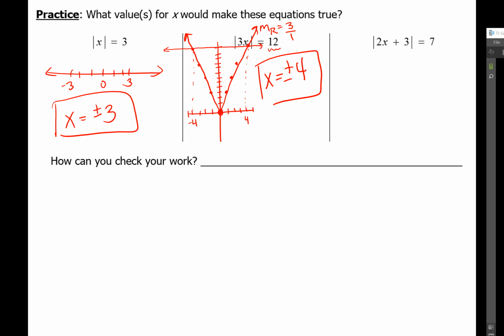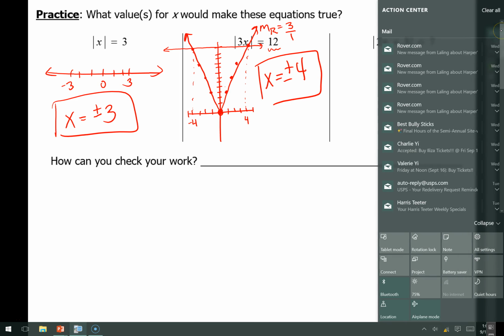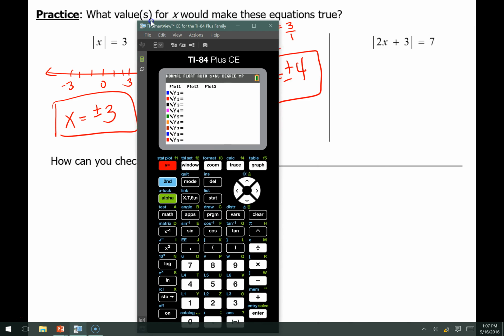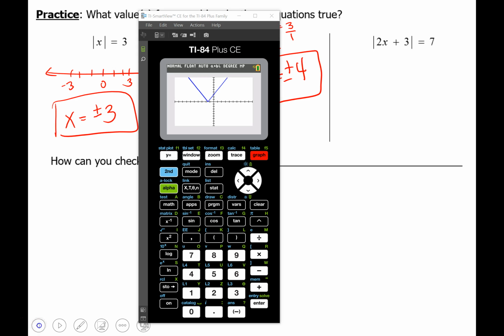All right, for this last one, the absolute value of 2x plus 3 is 7. We can solve this one graphically. I also want to show you how to do this in the calculator. So let's pull the calculator over here. All right, so in your y equals, you put in the absolute value bars by hitting math, going to the right, choosing the first option. We're going to put 2x plus 3, and then in the y2, I'm going to put the right-hand side. I'm going to put the 7.